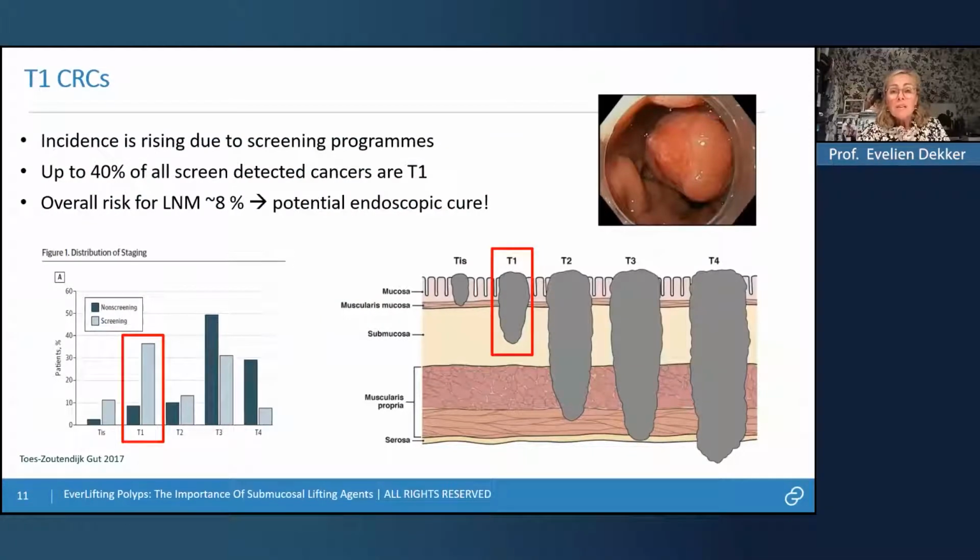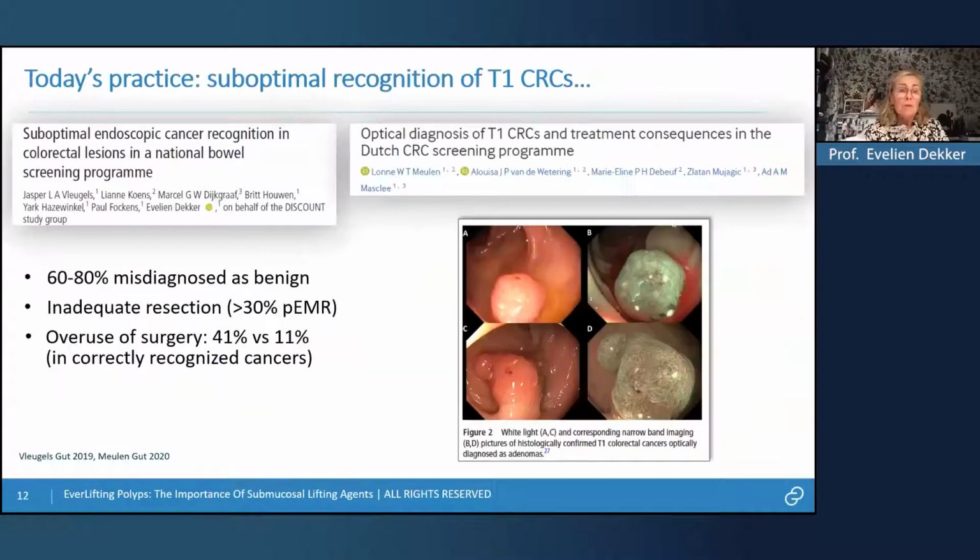And T1 cancers are an issue at the moment. Incidence is rising due to the screening programs, and up to 40% of all screen-detected cancers currently, for example, in our country, in the Netherlands, are T1 cancers. That means a real potential for endoscopic cure, because the risk of lymph node metastasis of those T1 cancers overall is just 8%. And those will need extra therapy, but the others will not.